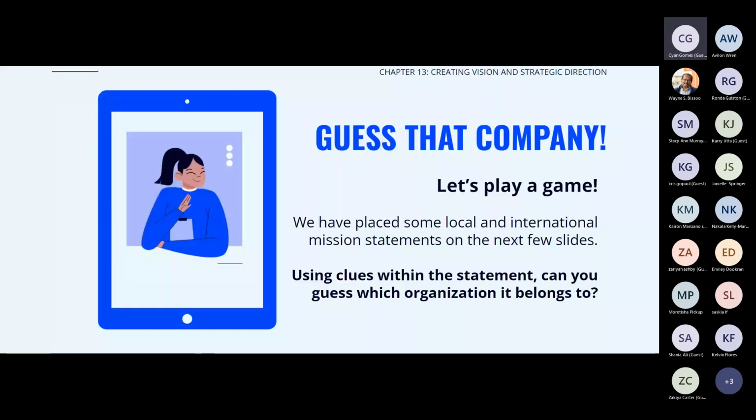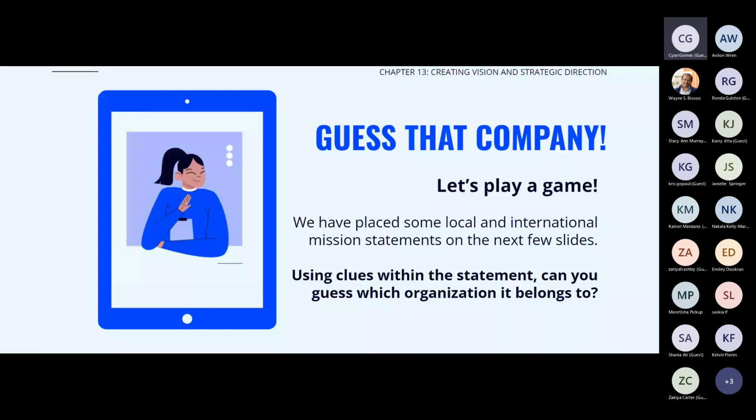So let's play a game. It's gonna be guess that company. So we have a few local and international mission statements on the next few slides. And using clues within the statement itself, I'm gonna ask you guys to guess which organization it belongs to. Everybody ready? Just need one person to answer. Yep. Ready.